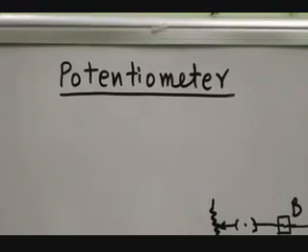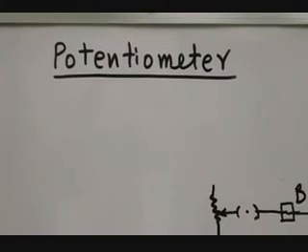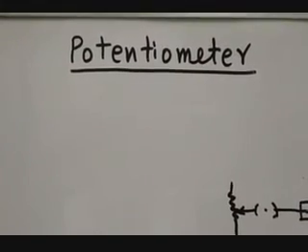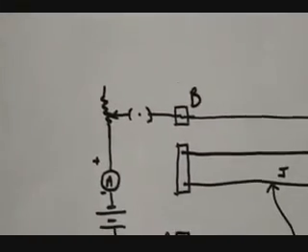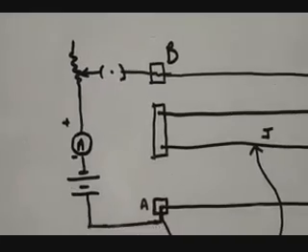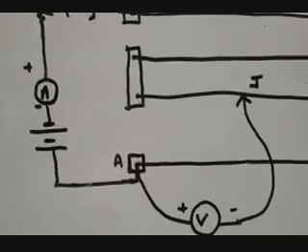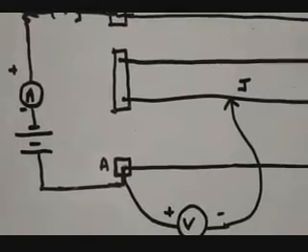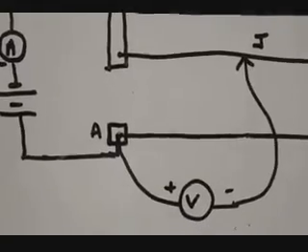The name of the topic is potentiometer. Potentiometer is an apparatus used for measuring potential difference between 2 points in an electrical circuit accurately, and it consists of a long uniform wire of manganese or constantan stretched on wooden board.